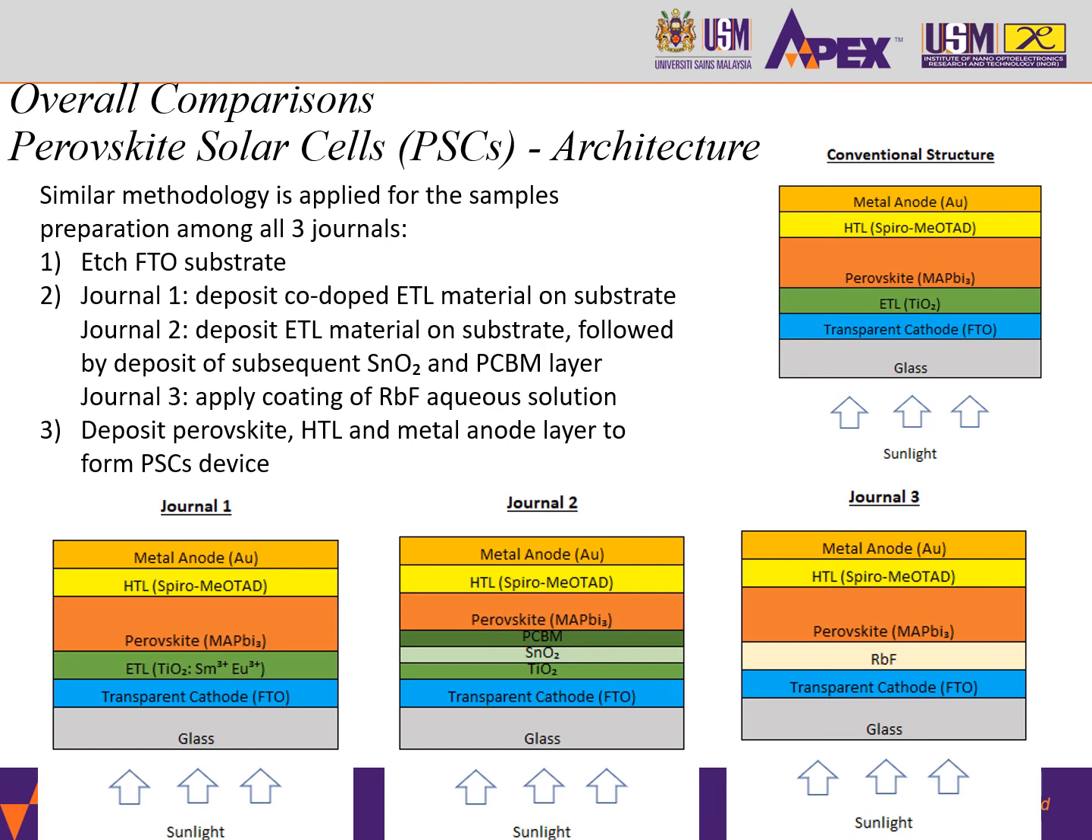Putting all three journals into comparison in terms of architecture, you can see that compared to the conventional structure, all three journals are trying to modify and play around with the ETL layer. The first journal is doping Sm and Eu ions into the TiO2. The second journal is adding the SnO2 and PCBM layers to form a triple cascade layer. And the last journal is removing the whole ETL and only coating the RBF layer on the FTO substrate.